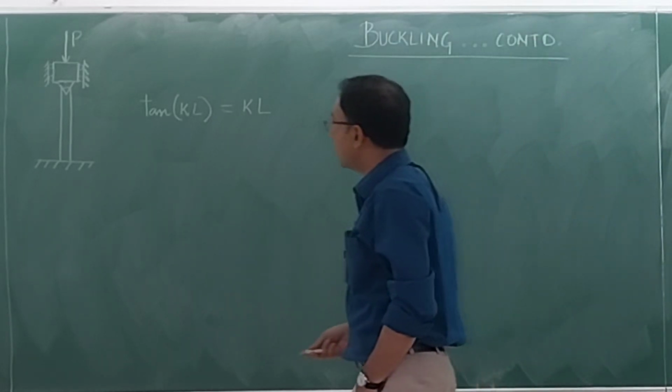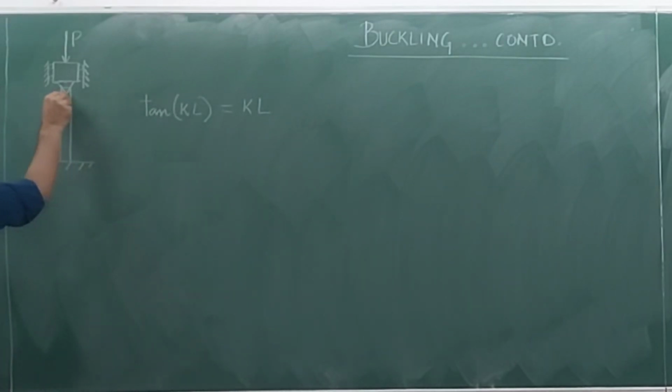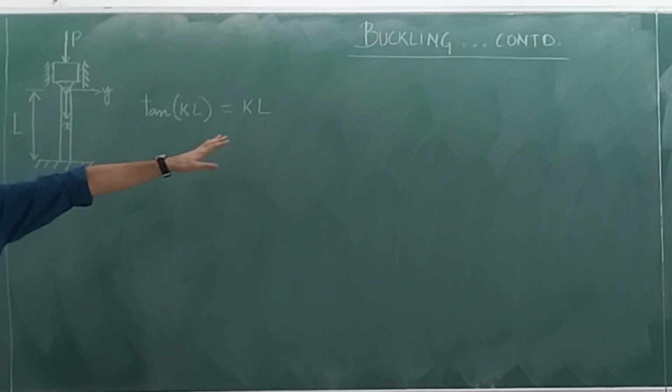So the conditions that we used, if you remember, at x equal to L, where L is the length, you had y is equal to 0 and dy/dx equal to 0. At x equal to 0, you had y equal to 0 and m equal to 0. So using all those four conditions, ultimately we arrived at this condition. Okay, this tan KL equal to KL.